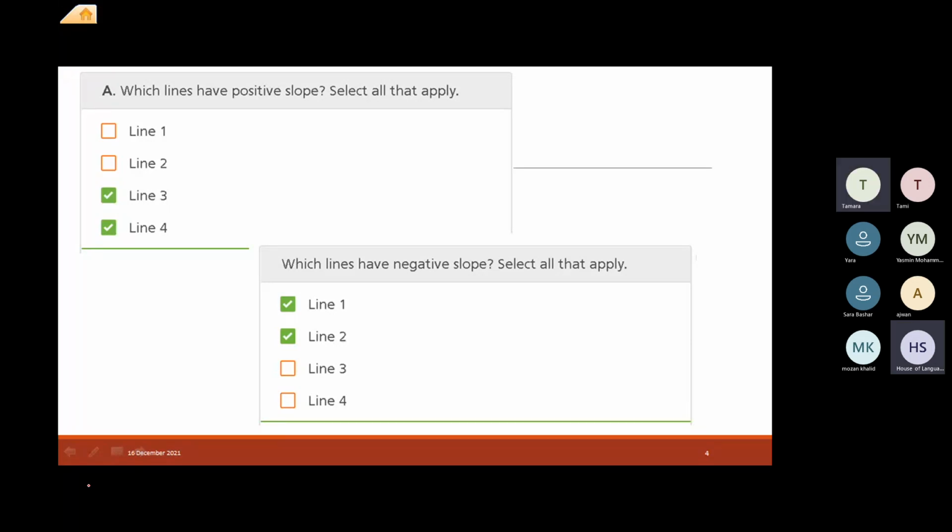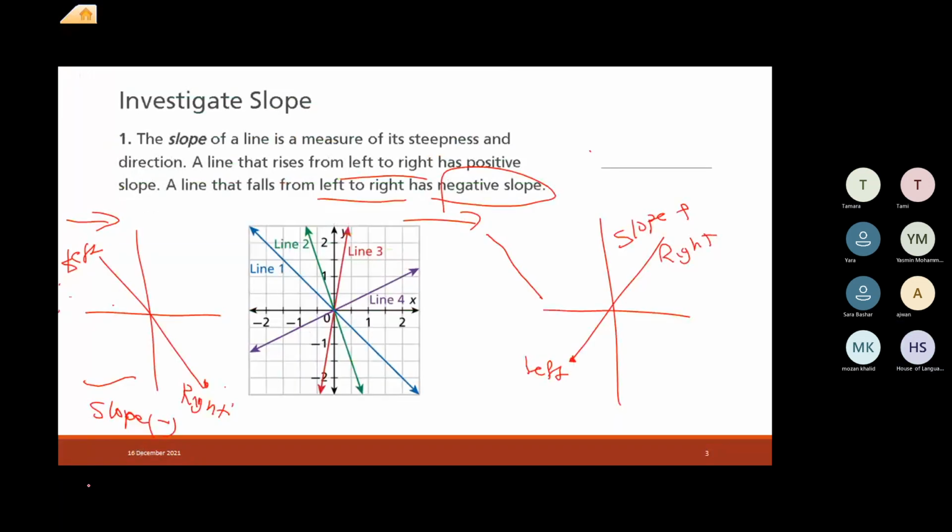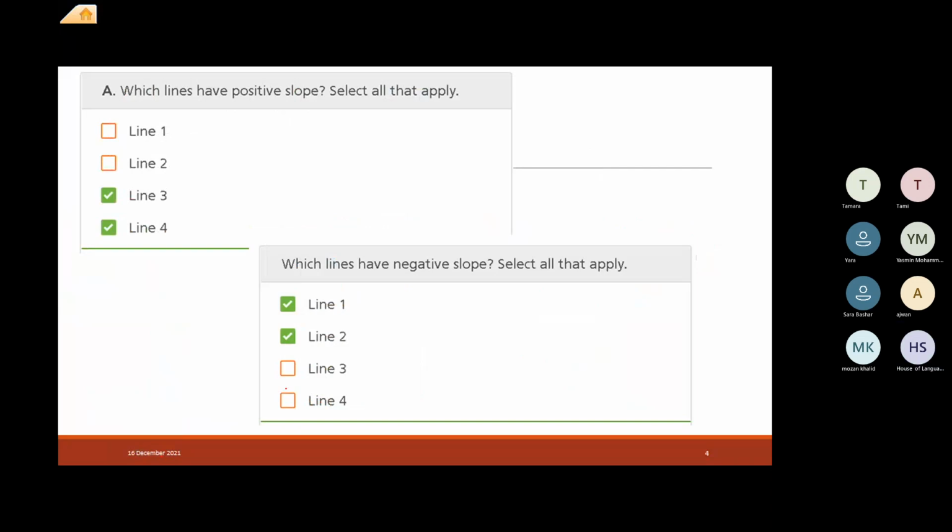Teacher, how is line 3 positive? Line 3, where's line 3? The red one. Okay, look at it. It goes from left to right. Look at it from the left. Oh, okay. Okay? Yes. Wait. You say, teacher, you understand. After I solve, teacher, oh, no, I get it. What do you mean by that?